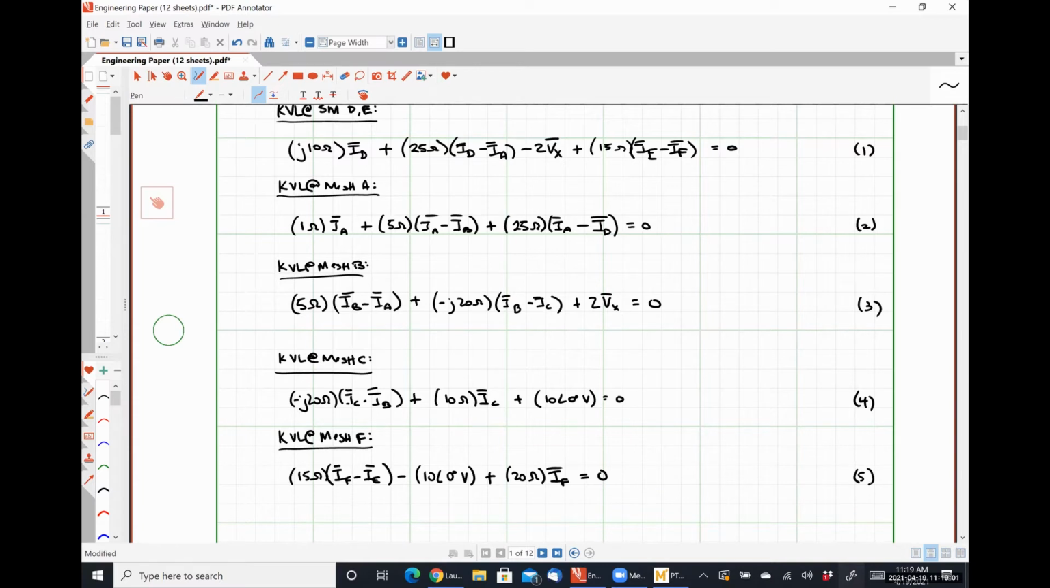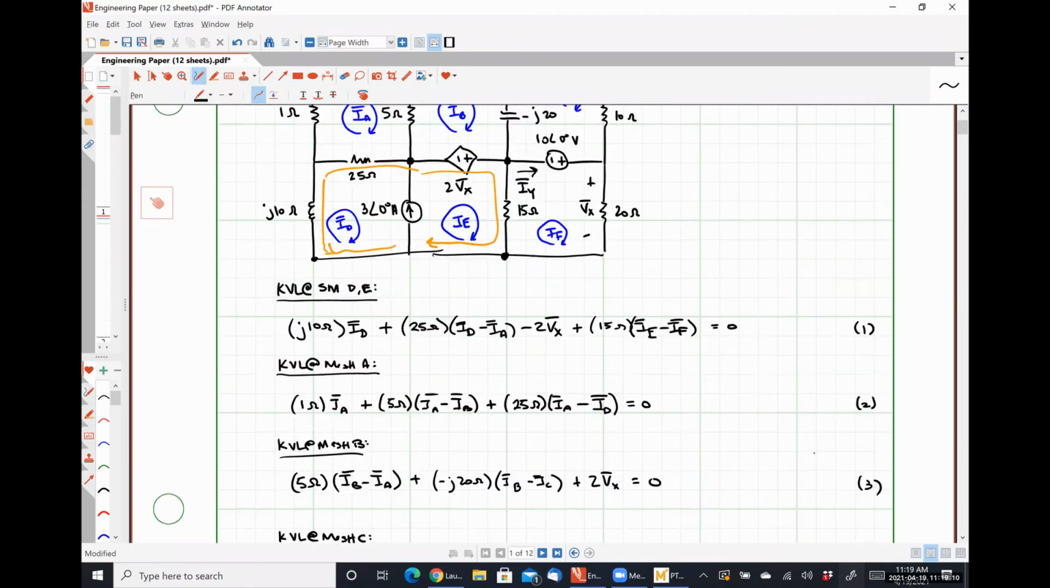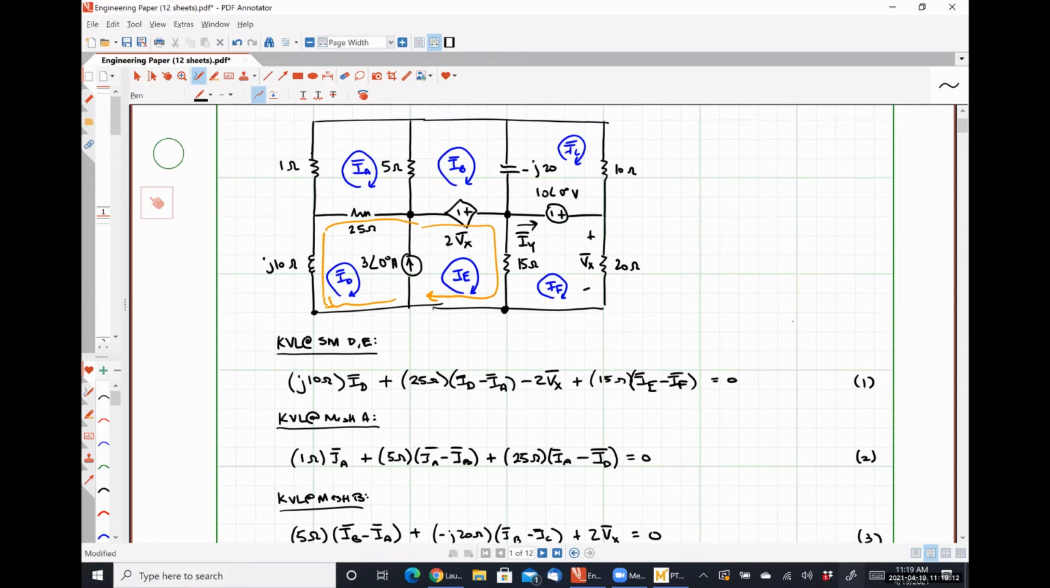All right, so I have 5 equations, and I have 7 unknowns. So where are my other 2 equations coming from? Okay, my dependent source. So what do you mean by that? That would be the correct equation. Vx is equal to 20 IF.